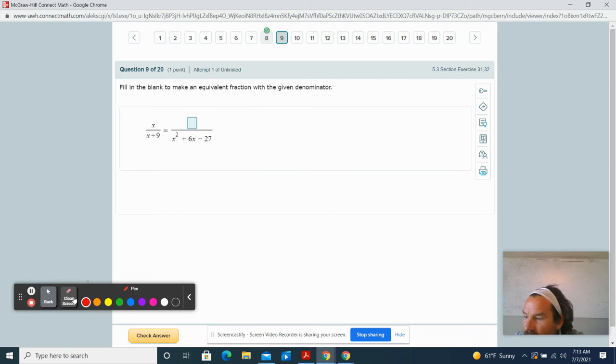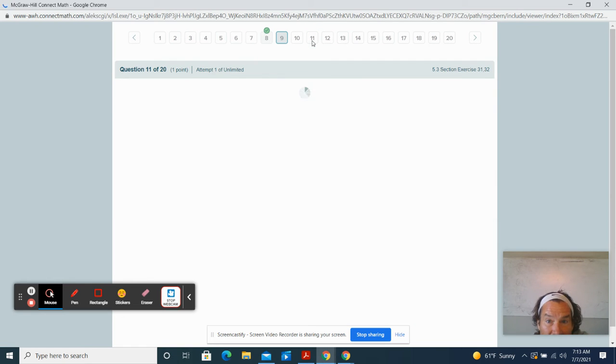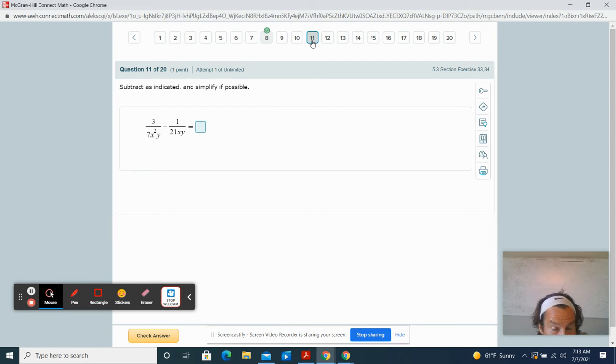Okay, I'm going to skip to number 11. And here's where the heavy lifting starts. Heavy lifting starts here because your fractions have different denominators. So if they have different denominators, we need to find a common denominator. So just like I did that one before we started, like 1/2 plus 1/3, and I found 6. That 6 was the common denominator.